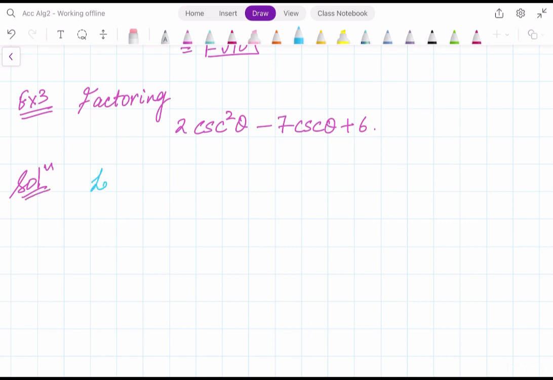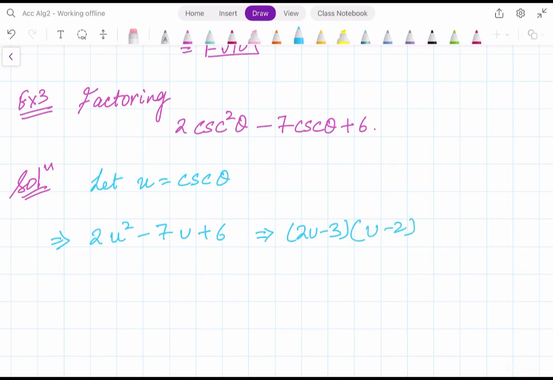Now, in this problem, let's use u sub. Let u equal cosecant theta, because this equation is in the format of ax squared plus bx plus c, which is a quadratic. After this, we are getting a quadratic, and it is easier for us to factor it out. If you factor it out, you will get 2u minus 3 and u minus 2. After this, replace u with cosecant theta.